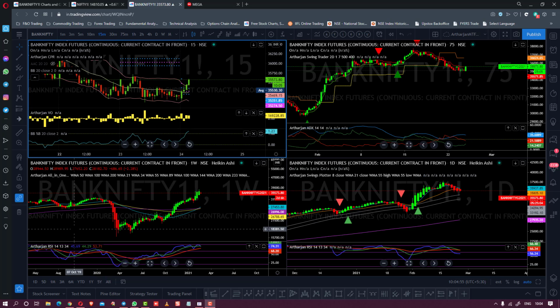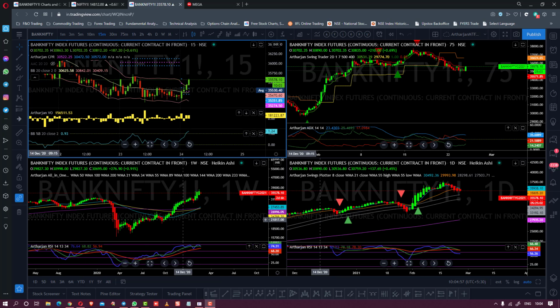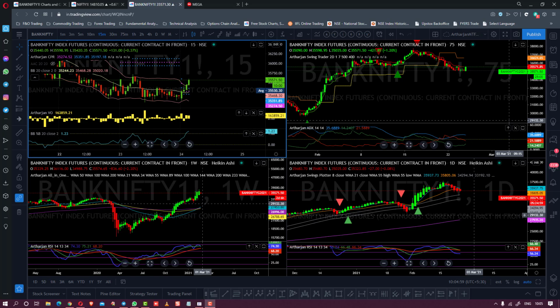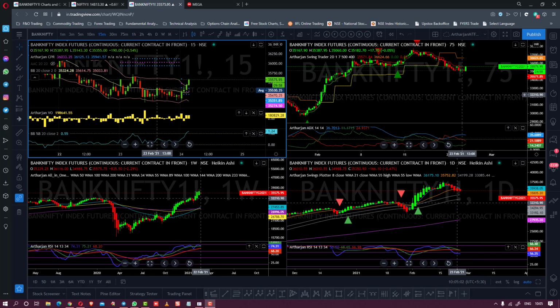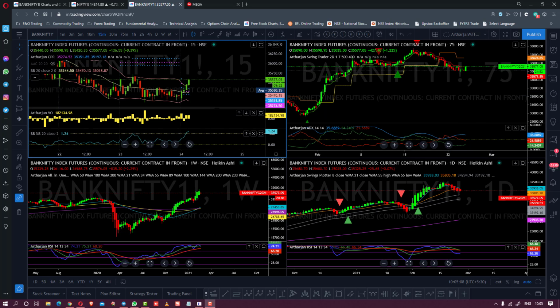The left-hand bottom corner is the weekly time frame. The right-hand bottom corner is the daily time frame. The upper right-hand corner is the 75-minute time frame, and the left upper corner is a 15-minute time frame. Now, why I need this kind of multi time frame setup is that you always need to take a trade in the direction of the main trend.